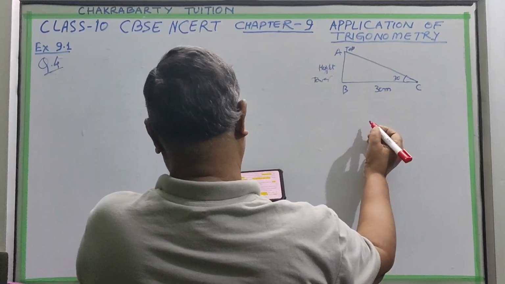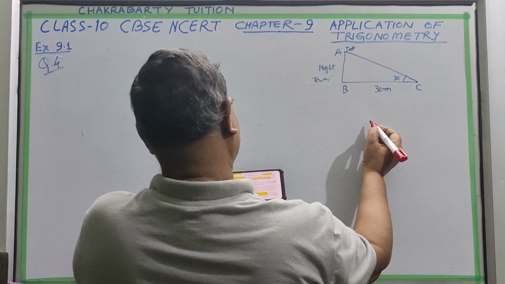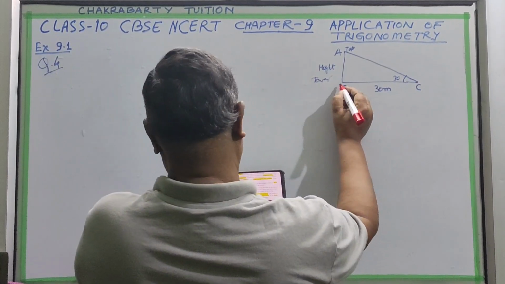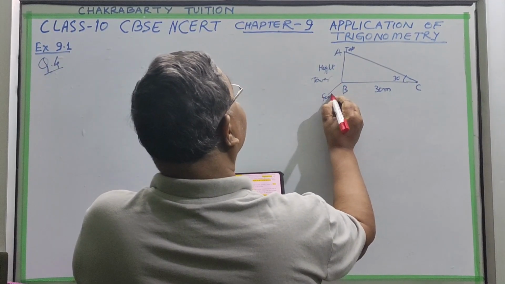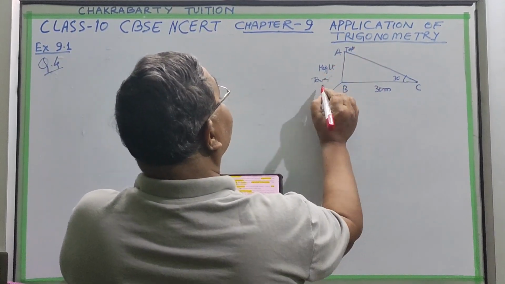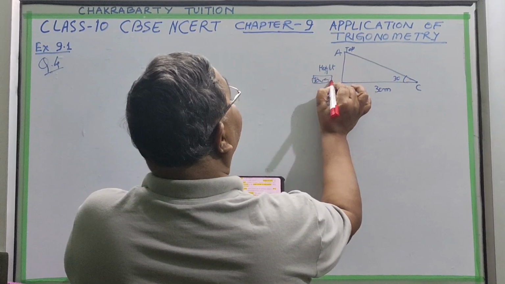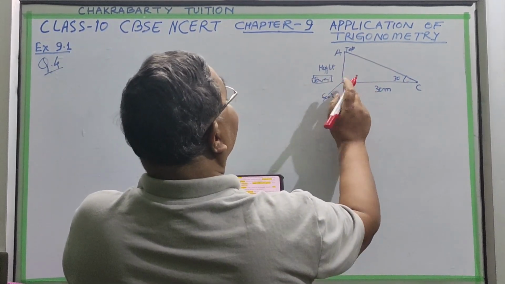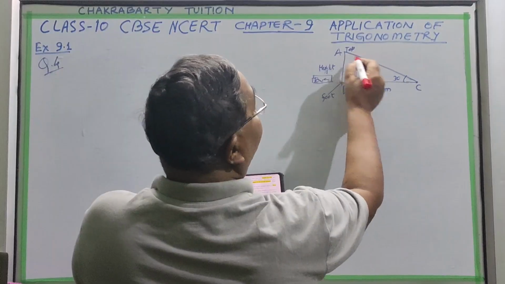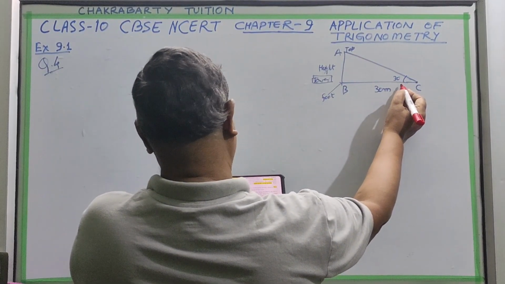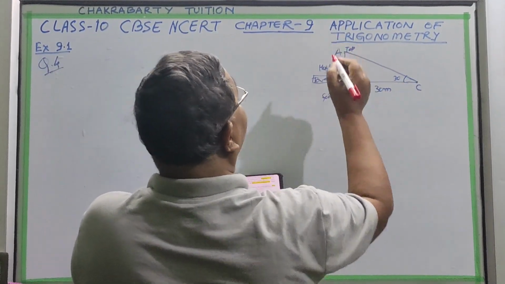This is the ground, and the point is 30 meter away from the foot of the tower. This is the foot of the tower, this is the top of the tower, and this is your tower. From the foot of the tower it is 30 meter, and the top is making an angle of 30 degree. Find the height of the tower.